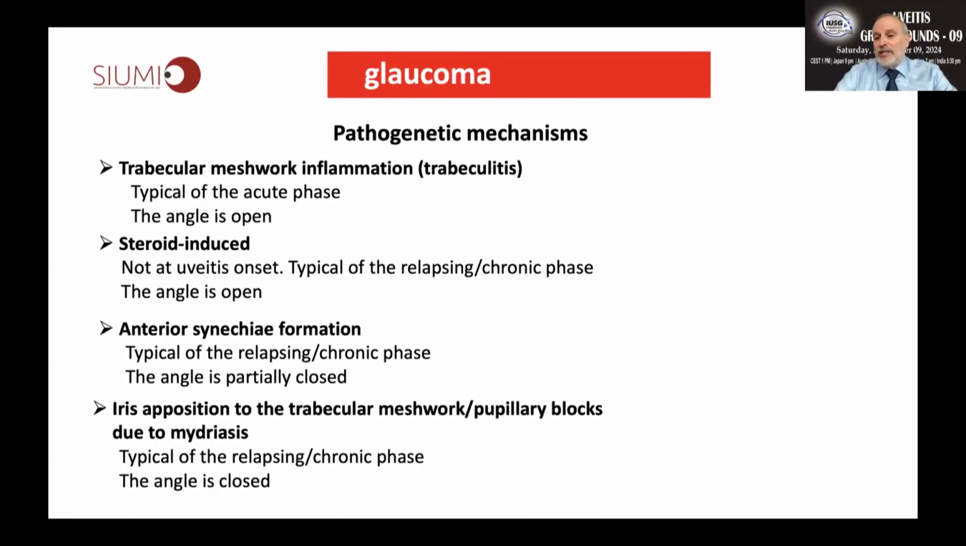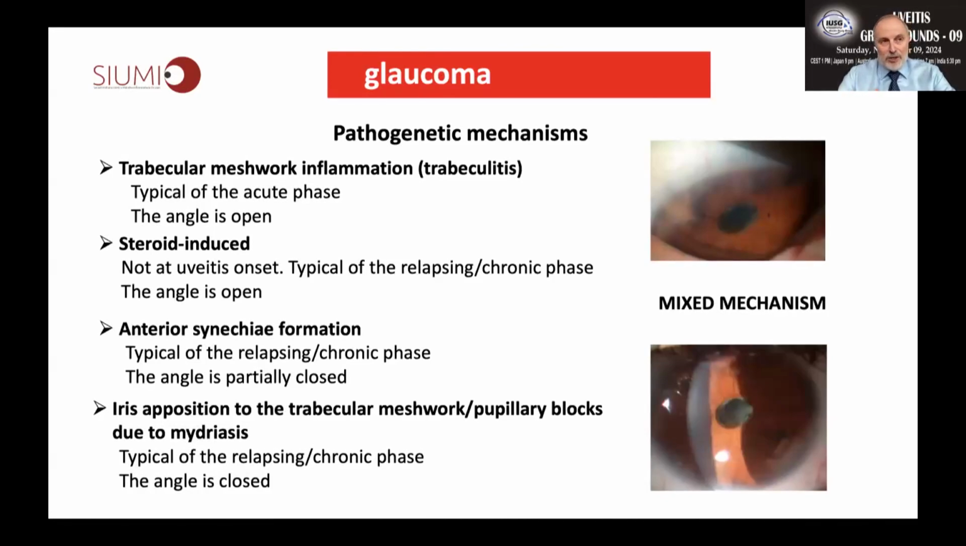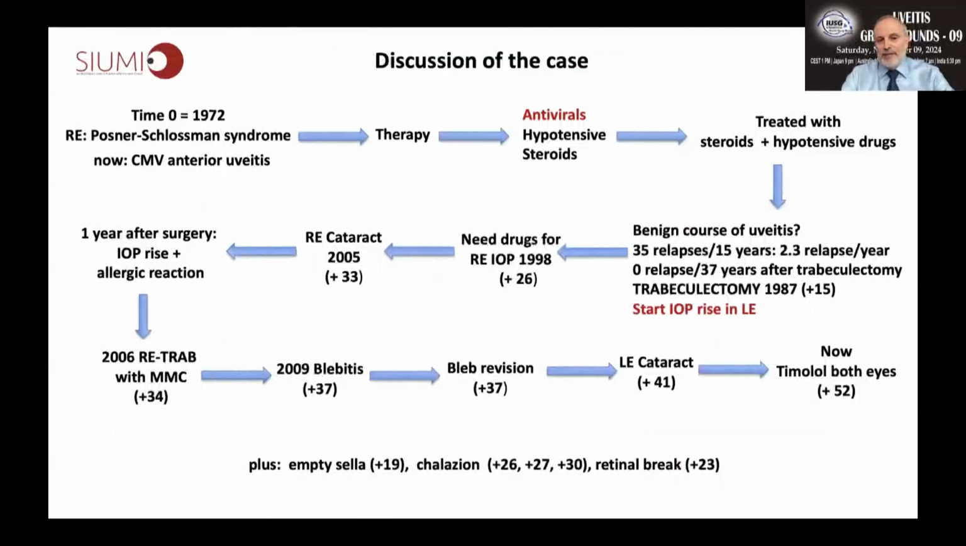Then you can have a closed angle, either partial or complete, in the relapsing chronic phase because of the formation of anterior or posterior synechiae. But usually you have a mixed mechanism in all patients with uveitis and also in patients with herpetic uveitis.